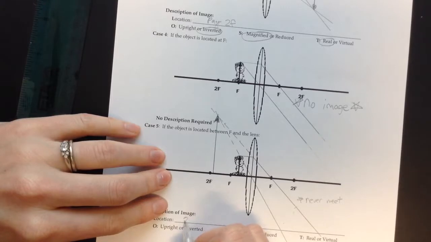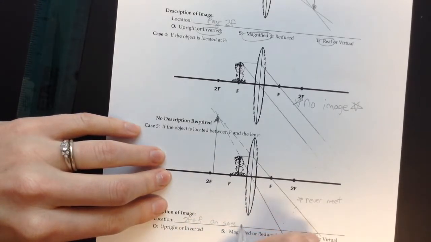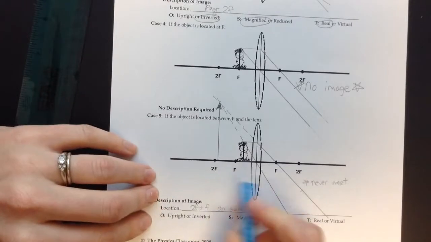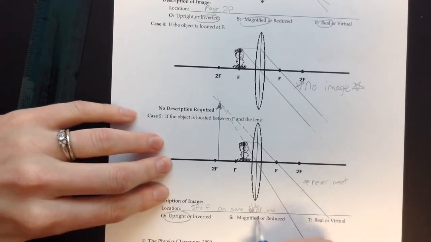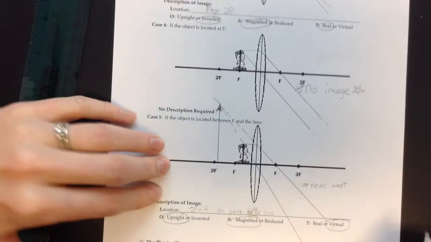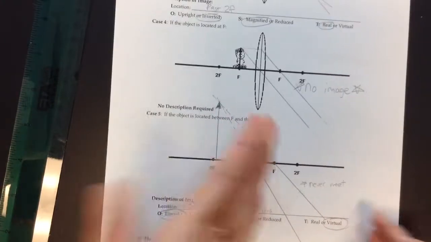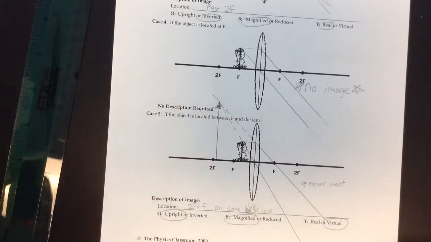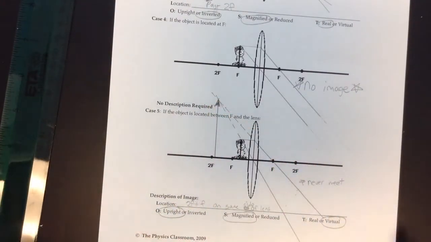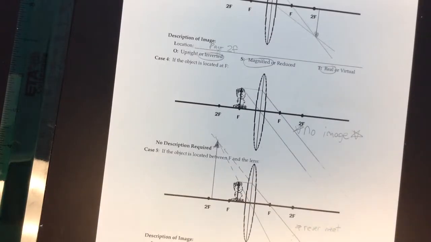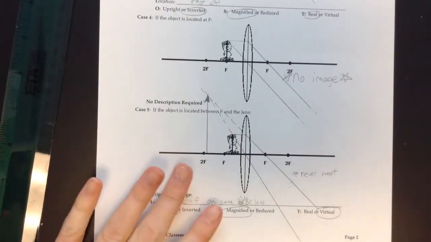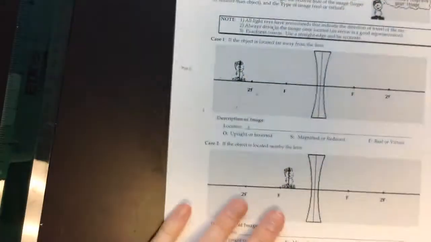It's between 2F and F on the same side of the lens. And it is upright. It is magnified, but it is virtual because it's not a mirror. If this were a mirror, that would totally work, but it's not a mirror. So I end up with a virtual image there. Okay, so let's look at some of the concave lenses.